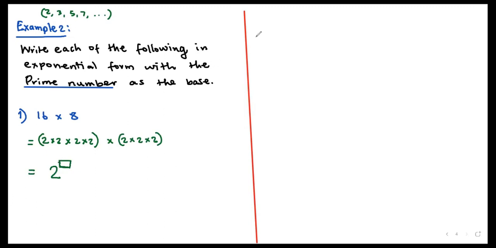Yes? 2 to the power of 7. Very good. 2 to the power of 7, because we are having 2 seven times: 1, 2, 3, 4, 5, 6, 7. So we have 2 to the power of 7 as our answer. Understood?